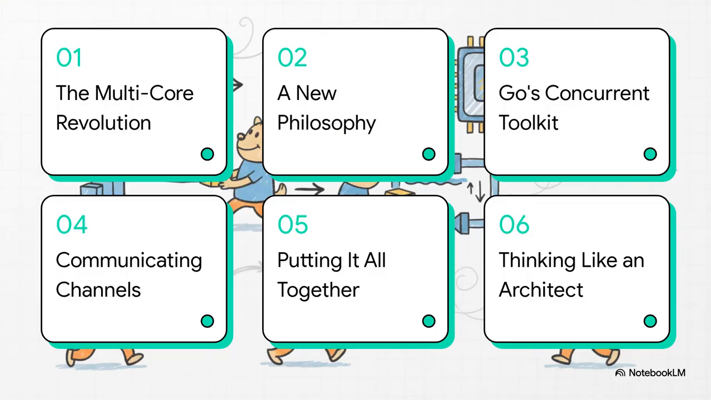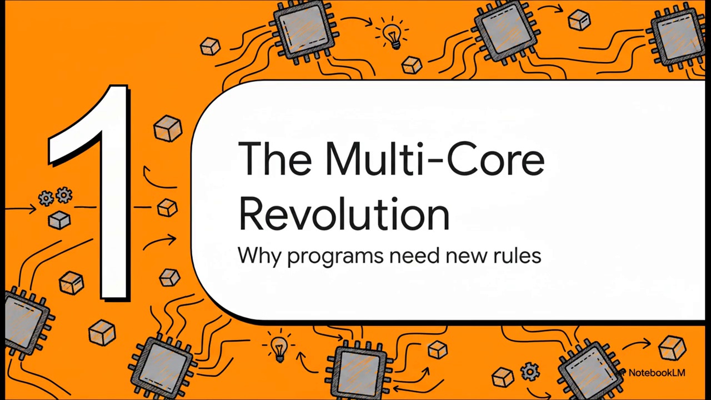So here's our roadmap for this explainer. We'll start by digging into that multi-core revolution. Then we'll uncover Go's really unique philosophy. After that, we'll get our hands dirty with its toolkit, Goroutines, channels, the whole shebang. We'll pull it all together with a practical pattern, and then we'll level up and start thinking like a true system architect. Which brings us to our first stop, the multi-core revolution.